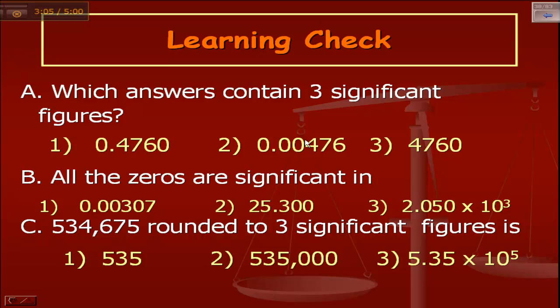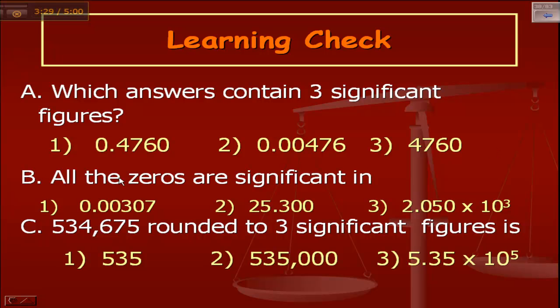And number 2, these are leading zeros. They are not significant, but we do have 3 non-zero digits which are significant. So number 2 is an answer. And number 3, we have 1, 2, 3 sig figs. This is a trailing zero. Notice there's no decimal point here. So this is not significant. So the answer to A is 2 and 3.